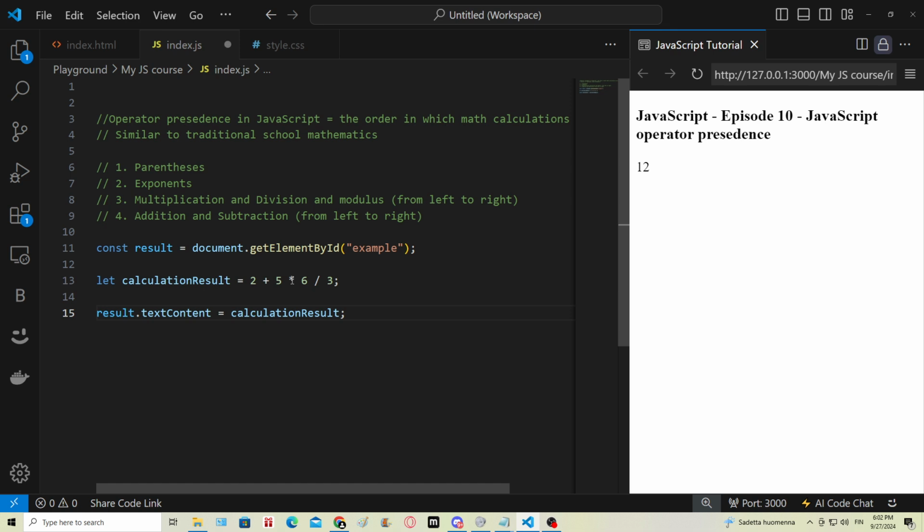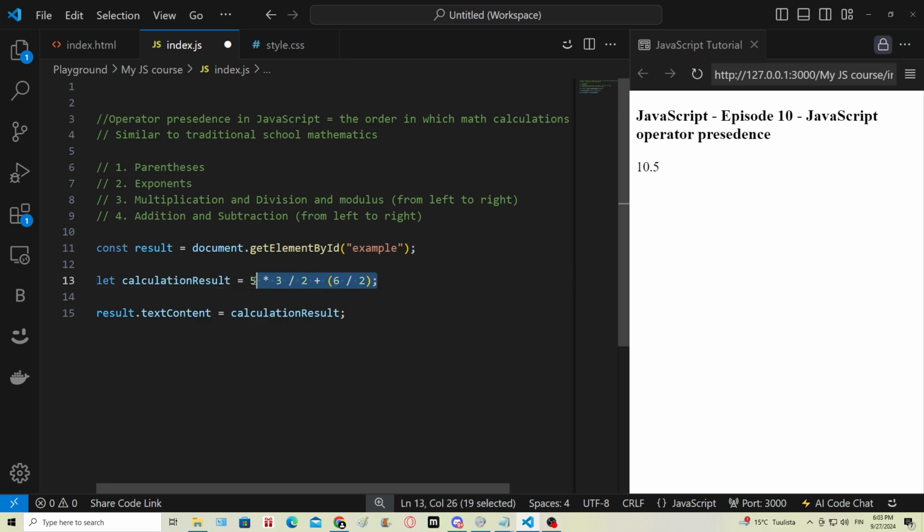Well, by working our way from left to right, the first is going to be the multiplication. 5 times 6, that's 30. Then there's a division over here. So 30 divided by 3 is going to be 10, and 2 plus 10 is going to be 12. And that's how we get the result of this calculation. I'm gonna give you another one.